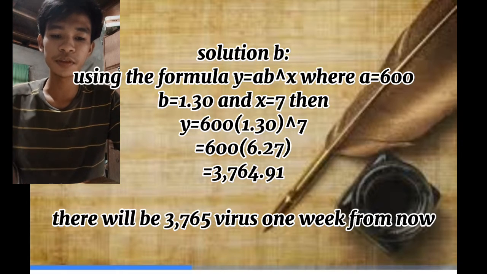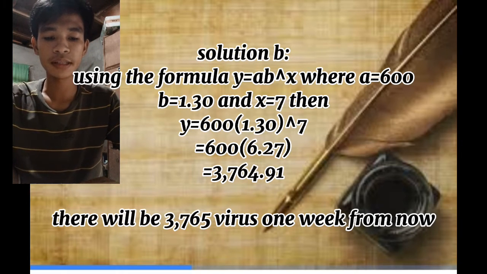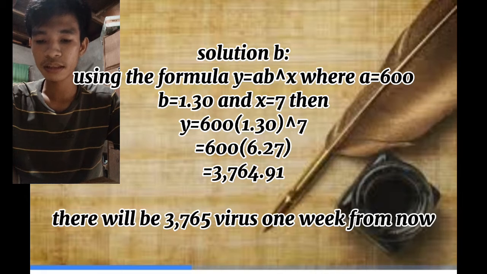Solution B, guys, using the formula y equals a times b raised to x, where a equals 600, b equals 1.30, and x equals 7. So we changed the value of x, guys. We replaced it with 7 because it is 1 week from now. Then y equals 600 times 1.30 raised to 7.